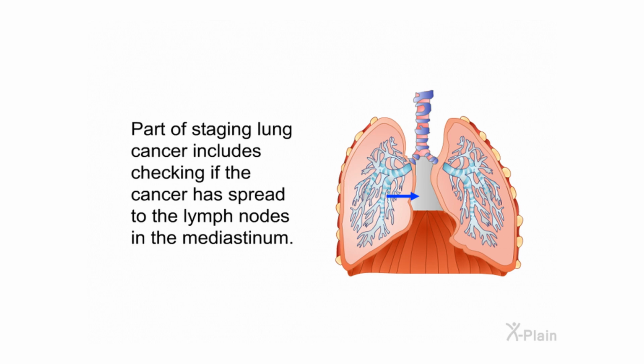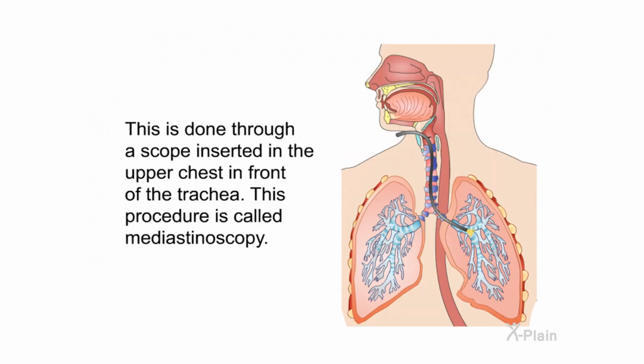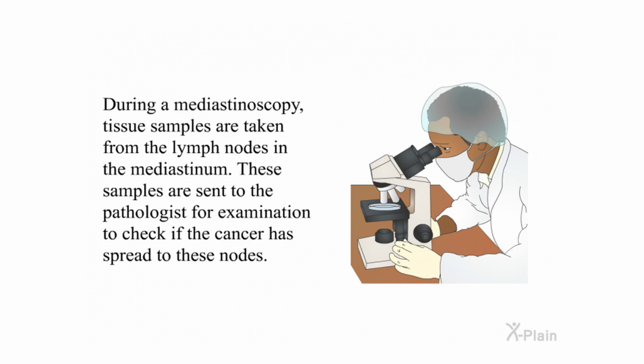Part of staging lung cancer includes checking if the cancer has spread to the lymph nodes in the mediastinum. This is done through a scope inserted in the upper chest in front of the trachea. This procedure is called mediastinoscopy. During a mediastinoscopy, tissue samples are taken from the lymph nodes in the mediastinum. These samples are sent to the pathologist for examination to check if the cancer has spread to these nodes.